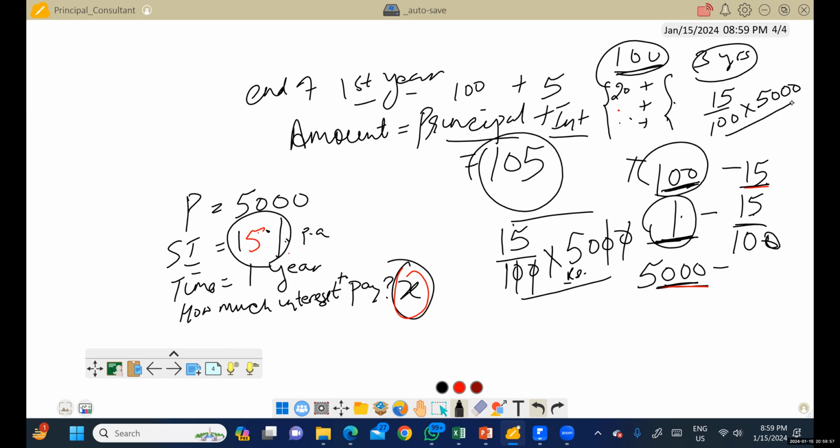Now there's a formula. If you see this, it says, what is the formula for simple interest? Himangi, what is the formula for simple interest? Sir, principal multiplied by the rate of interest multiplied by the time, divided by 100.